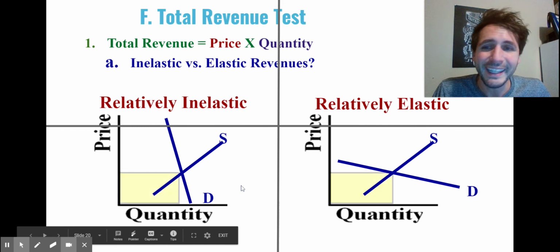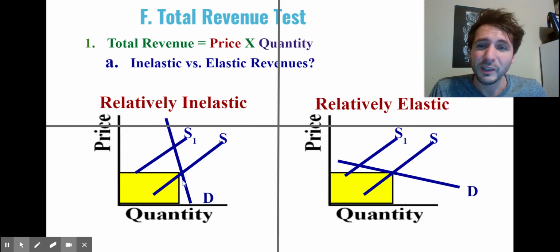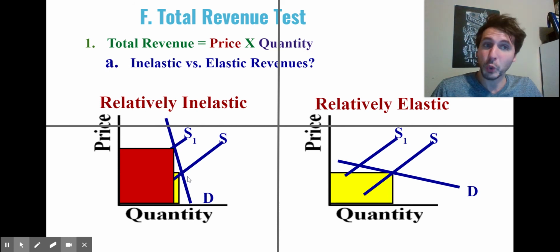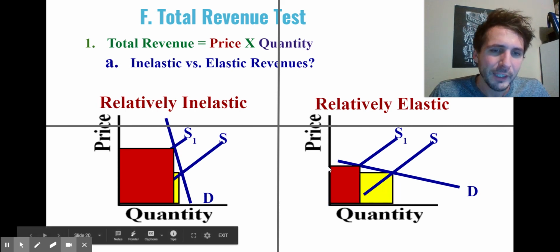So a relatively inelastic curve will have a change in price caused by a change in supply, right? So supply will shift left. Price is higher. When price goes up, there's a very slight change in quantity. And so as a result, my total revenue is going to be bigger. But when it's relatively elastic, when the price goes up, even a small amount, we have a dramatic change in quantity. So my total revenue goes from this big yellow box to this tiny red box. Total revenue is going to fall.